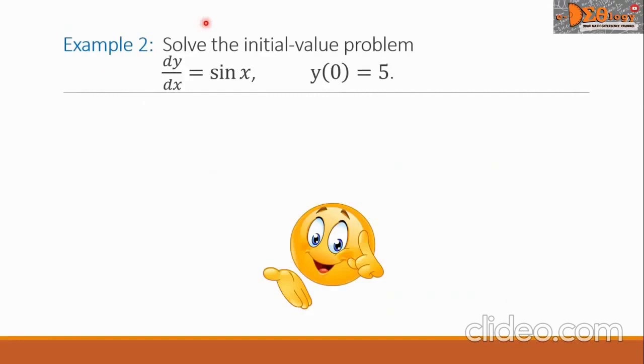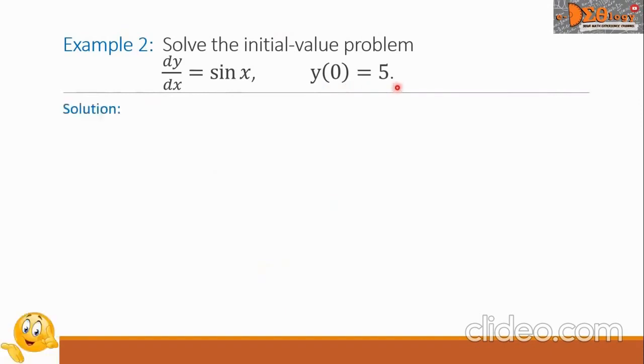Example 2. Solve the initial value problem dy over dx equals sine x, and this initial condition y of 0 equals 5. For our solution, we can have the shortcut of y equals the integral of this function sine x, then dx. Solving for the integral, we have now y equals negative cosine x plus c. This is now the general solution.